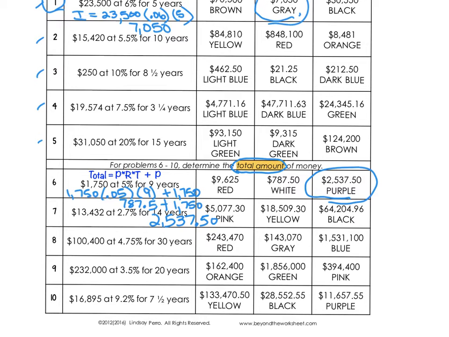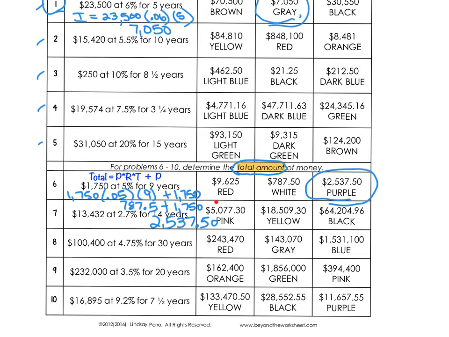Now, if you don't find your correct answer, right, like if for number 6 here, if I don't see my correct answer as one of these 3 choices, then I've done something a little bit wrong, okay? But notice 787.5, that was my interest, and that is here, that's an answer, right? But for these problems, 6 through 10, we have to find the total amount. So make sure you're being cautious about which problems you're answering.